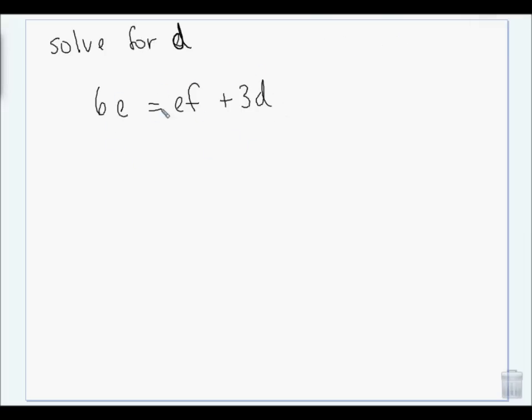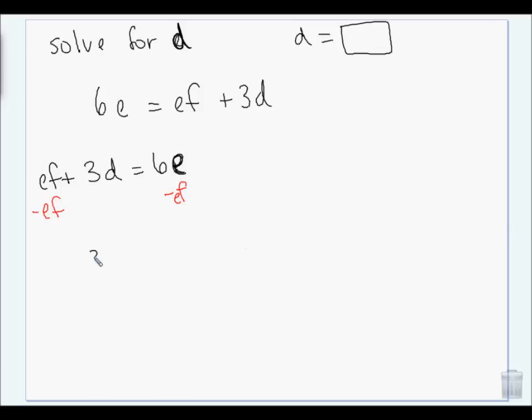If you're given an equation with multiple variables in it, and you're asked to solve for one variable, I want to get that variable by itself with everything else on the other side. So I want D by itself. Okay. So first thing I'm going to do is flip this over so that D is on the left, just because it's prettier that way. And then if I want to get rid of EF, I subtract it from both sides. So I have 3D is equal to 6E minus EF. Okay, I'm almost there. I need to get that D by itself, so I'm going to divide both sides by 3. So D is equal to 6E minus EF divided by 3.